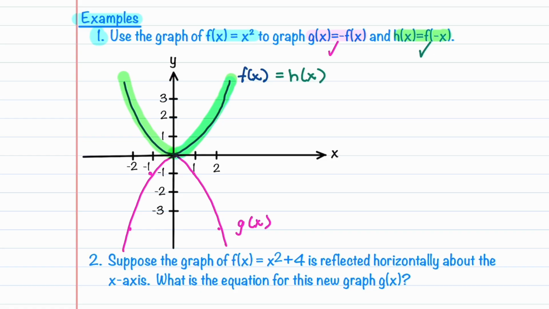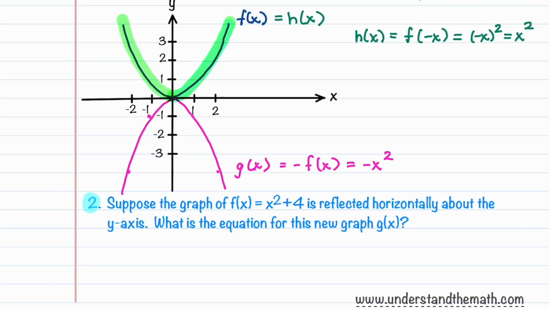Let's see why this is algebraically. H of x is f of minus x. So wherever we have an x, we're going to replace it with minus x. So this becomes minus x quantity squared, which is just x squared. So those two functions are the same. G of x is equal to minus f of x. So this is just minus x squared.